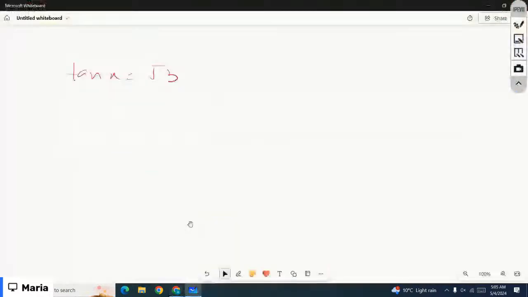Okay, let's calculate the tangent of angle x of all the triangles, right? We have the special triangles. So let's start with the first triangle, that is 30, 60 and 90 triangle. You have 30 degrees, 60 and 90, right? So that would be 1, 2 and square root 2.